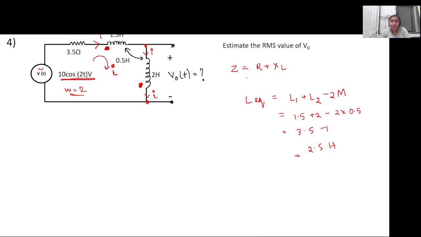So can we write now the value of impedance? R is given as 3.5. XL is j into XL, right? So j omega into L. So 3.5 plus j omega. It is given as 10 cos of, whatever Vm, Vm cos of omega t, right? So omega is here 2. So it is 2 into 2.5. So it is 3.5 plus 5j. This is the value of Z.